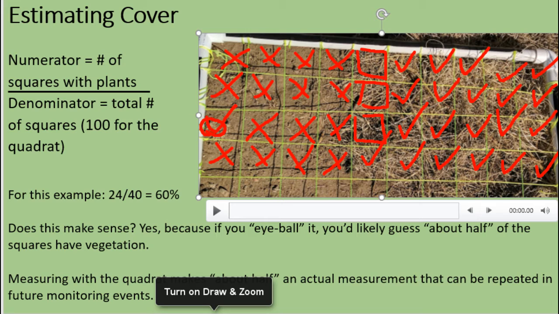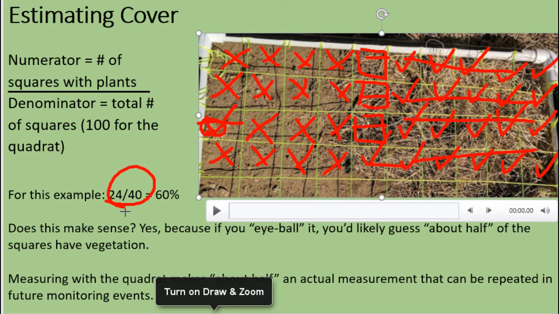So if we look at this right here, we can count up all of our check marks. 5, 10, 15, 20, 21, 22, 23, 24, 25. I wrote 24 over here. Let's go with that. So I just want to play out the math. You can see here that if there's 40 squares, 24 of them have plants in them, you have 60% cover.